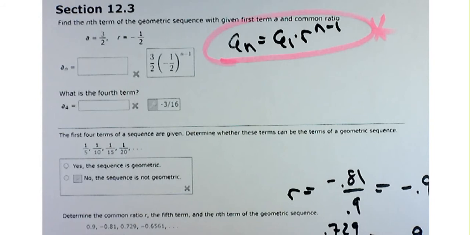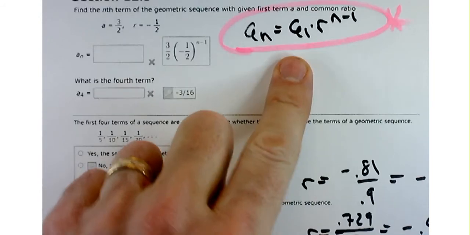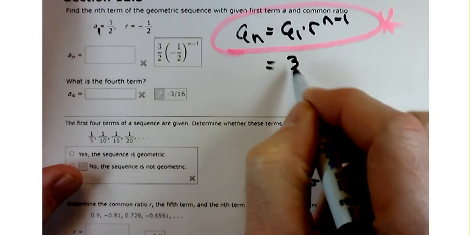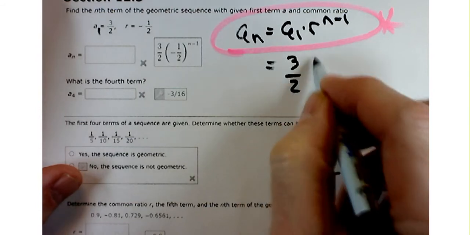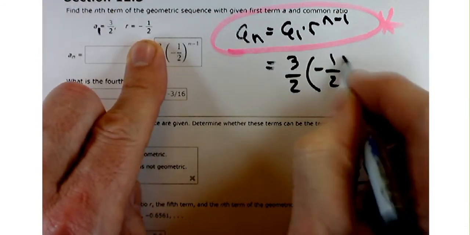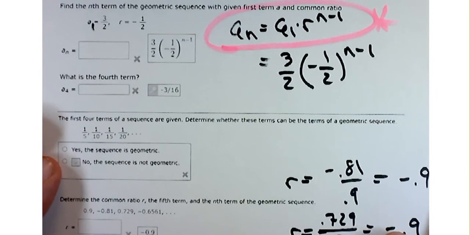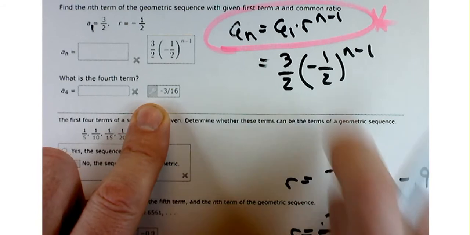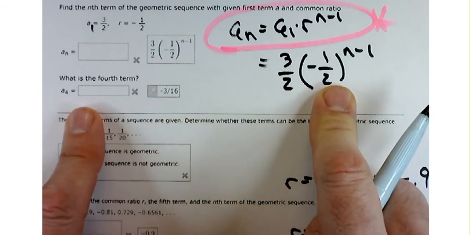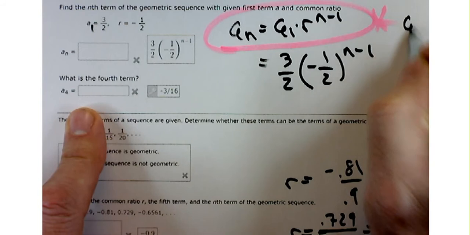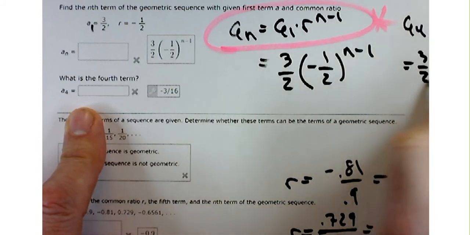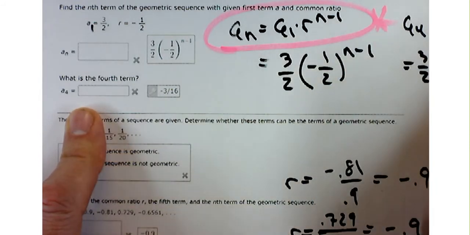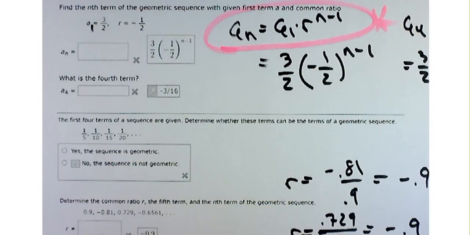All right, so a sub 1. In this one, they put an A. I like to call it a sub 1 as a reminder that it's the first term. 3/2, r is negative 1/2 to the n minus 1. Looking good there. Then with all this, if I want to find the fourth term, I just plug in 4 and get 3/2 times negative 1/2 to the n minus 1. That's going to be to the third power. So I'll end up with negative 3/16.